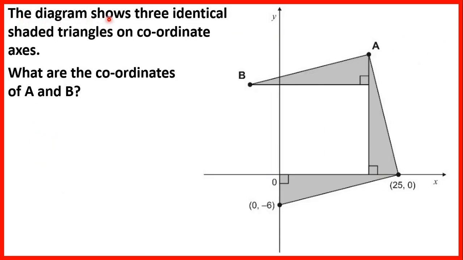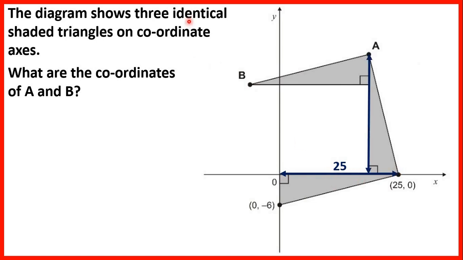The diagram shows 3 identical shaded triangles on coordinate axes. What are the coordinates of A and B? So we know that this point here is (25, 0), and that will help us work out the length of a triangle, because the triangle starts when x is 0, so the length of a triangle must be 25.